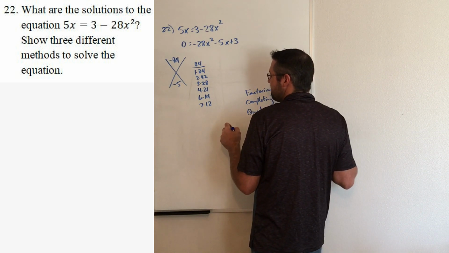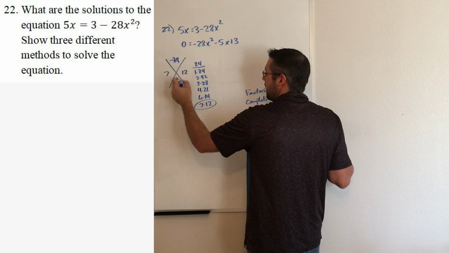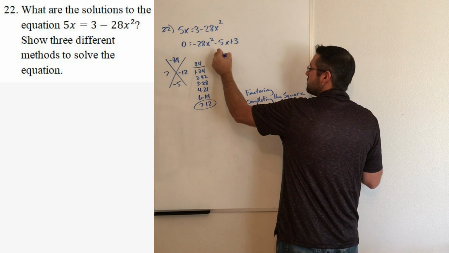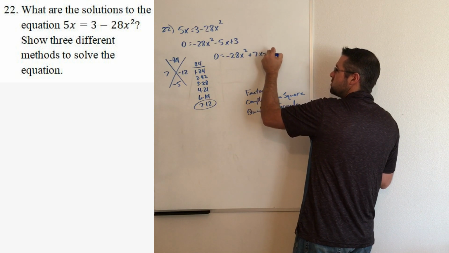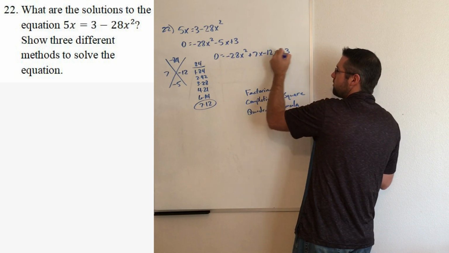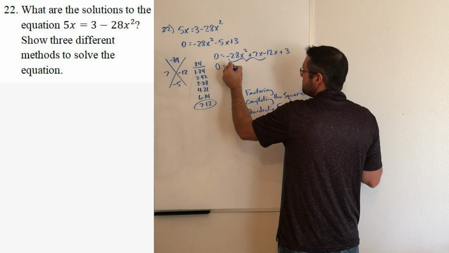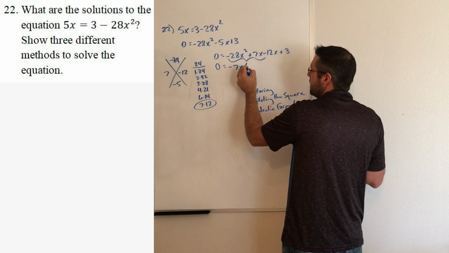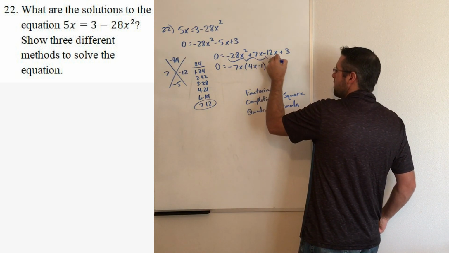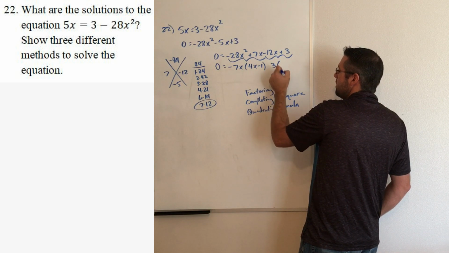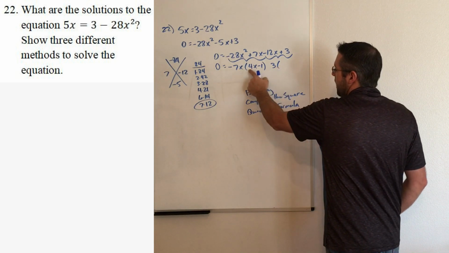So we're looking for the pair that adds up to negative 5. And 7 and 12 differ by 5, so it's going to be 7 and negative 12. So we'd say 0 equals negative 28x squared plus 7x minus 12x plus 3. We go ahead and group those terms. The greatest common factor of the first two terms is going to be negative 7x. What's left over is 4x minus 1. The greatest common factor of the other two terms is going to be 3, but we want a 4x left over. So negative 12 divided by 3 is negative 4, and I want a positive 4.